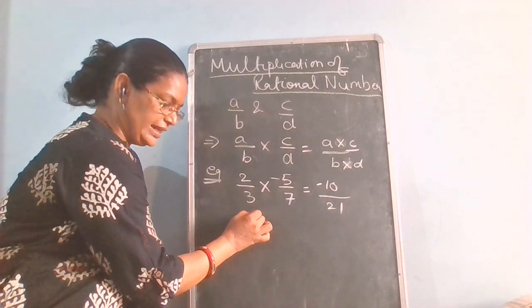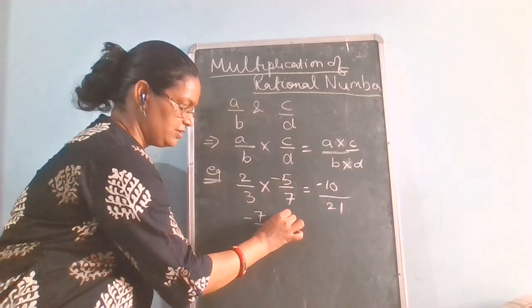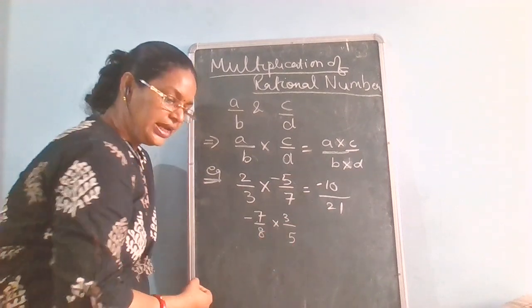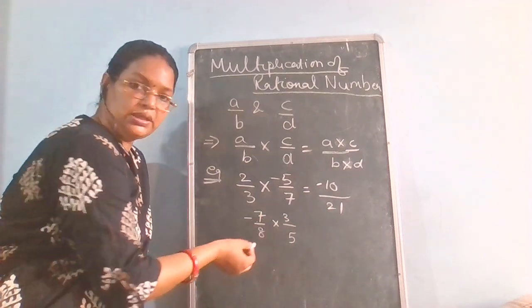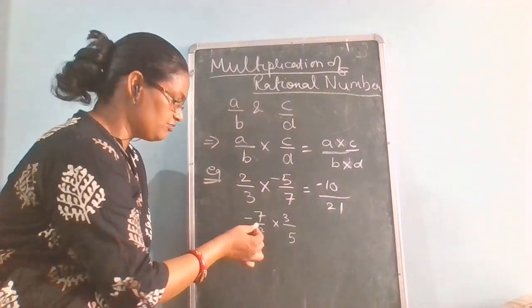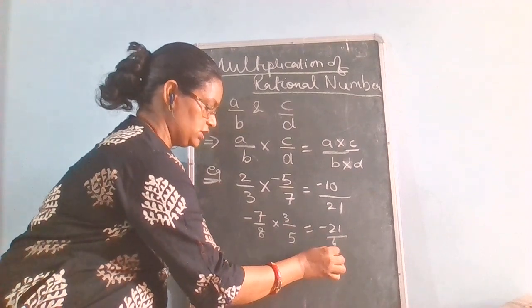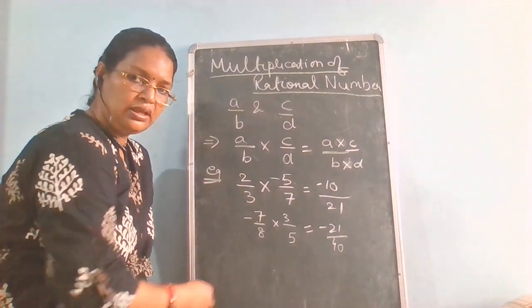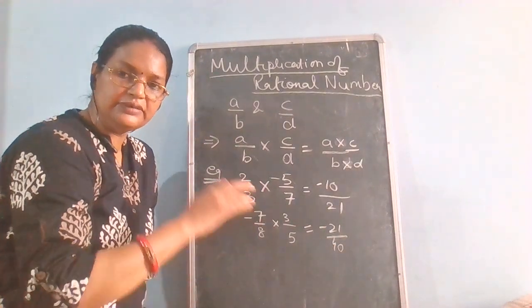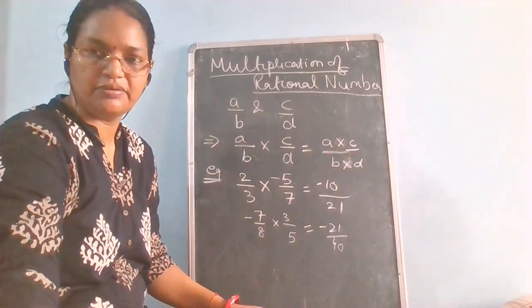One more example I can take, minus 7 by 8 into 3 by 5. Again I will check whether there are any common factors between numerators and denominators. So we can write minus 21 by 40. By this method we can do different types of multiplication, right?